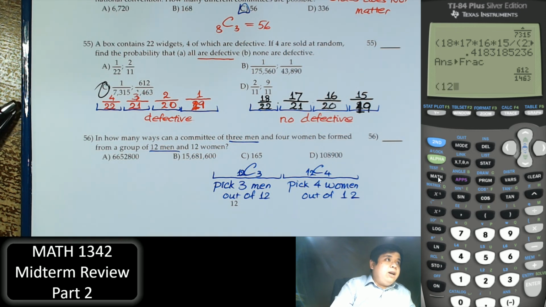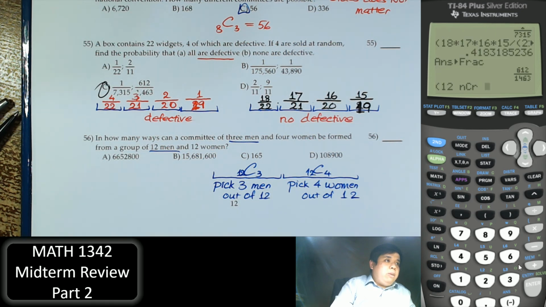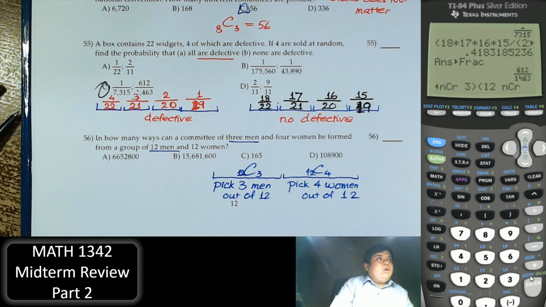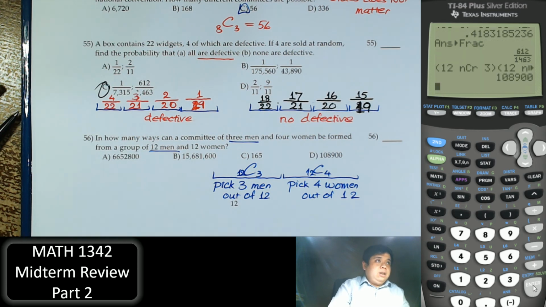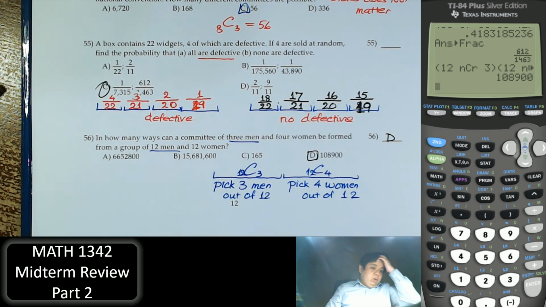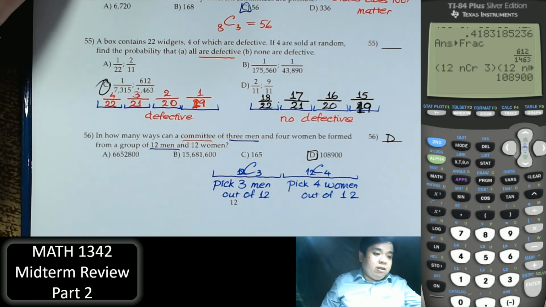12 math, combination, pick 3 from 12. So 12 C 3, pick 3 men out of 12, and out of 12 women, pick 4. And we have that. Right, so this is a combination because it's a committee, so order does not matter.